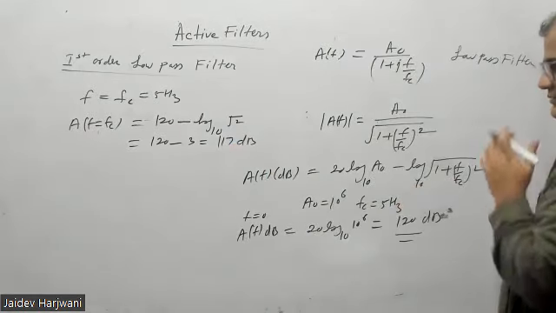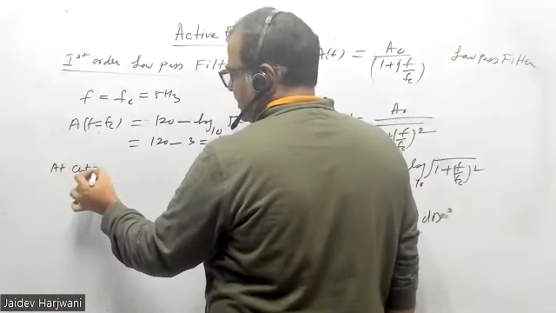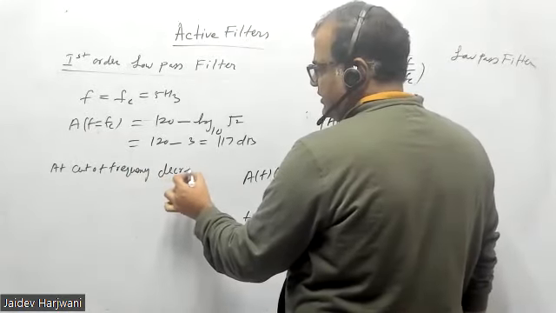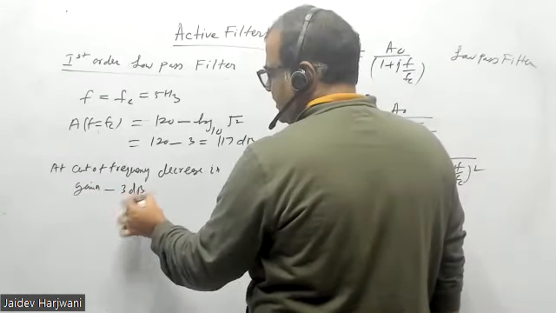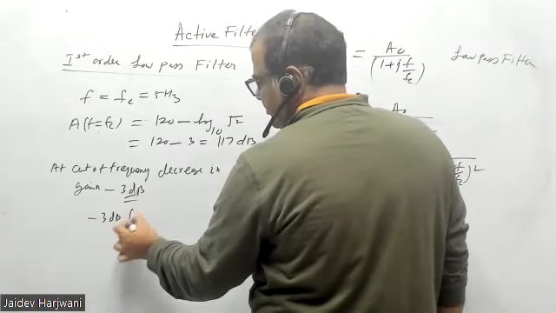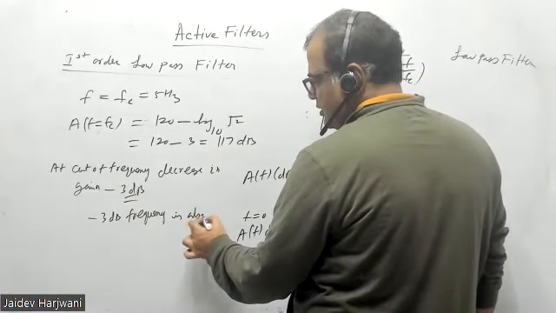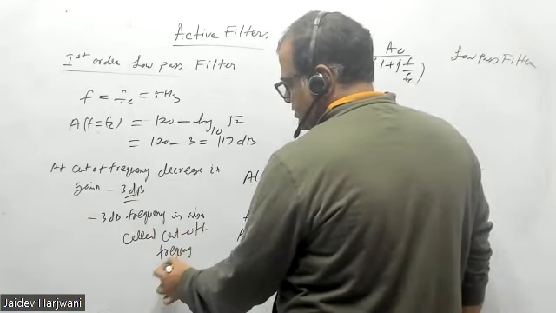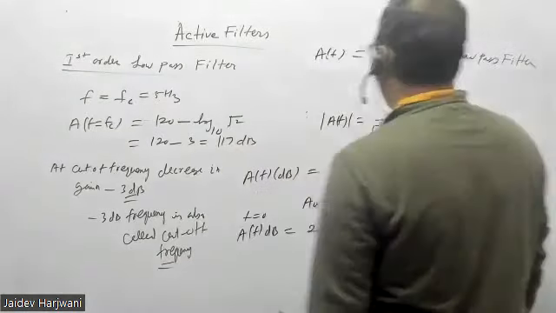So that means you can define one more definition of cutoff frequency. At cutoff frequency, the decrease in gain is minus 3 dB. So cutoff frequency is also called the minus 3 dB frequency. The frequency where the loss is 3 dB is the minus 3 dB frequency, also called the cutoff frequency. So we started at 120, at cutoff frequency this becomes 117.